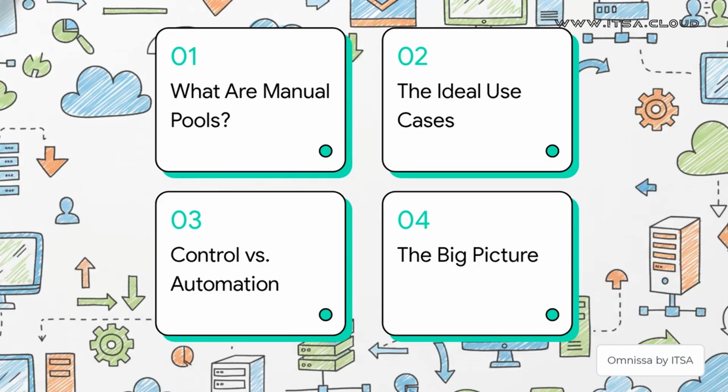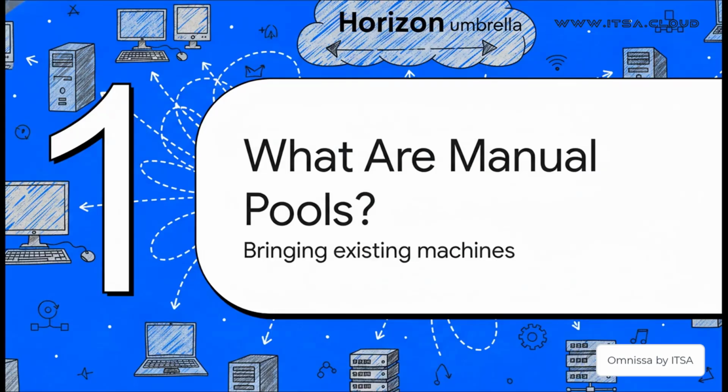So here's what we're going to cover. First, we'll nail down exactly what manual pools are. Then, we'll explore the perfect situations to use them. After that, we'll talk about that big trade-off between control and automation, and finally, we'll zoom out and look at the big picture.